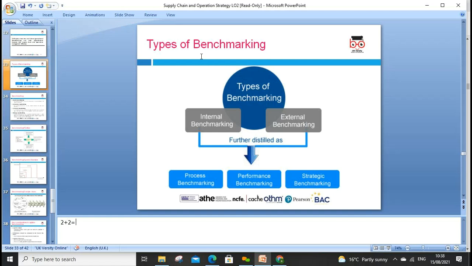We learn about 2 plus 2. What does 2 plus 2 make? In maths, of course, we know 2 plus 2 makes 4. Okay, so we need to make sure of internal benchmarking, external benchmarking, and process benchmarking, and in management 2 plus 2 can make 5, if we work with synergy. We use the word synergy.